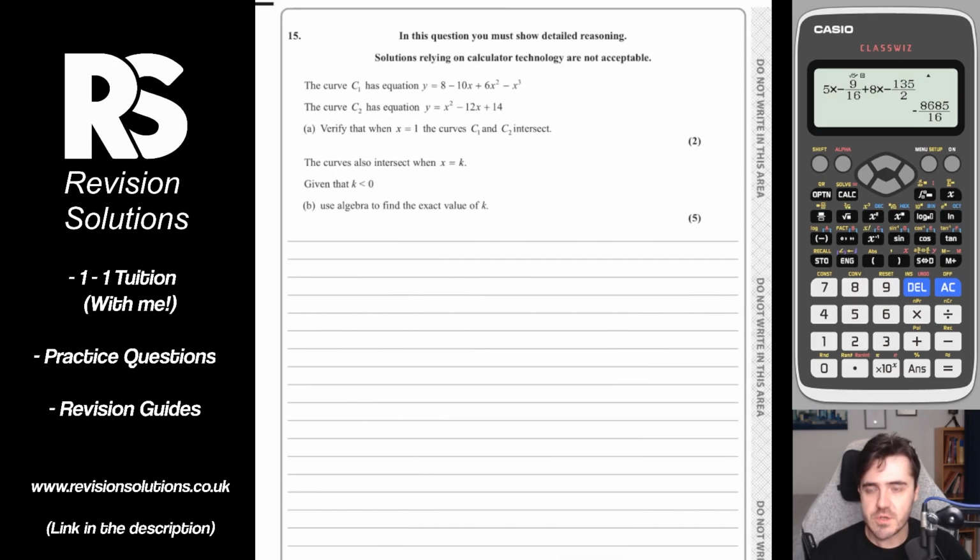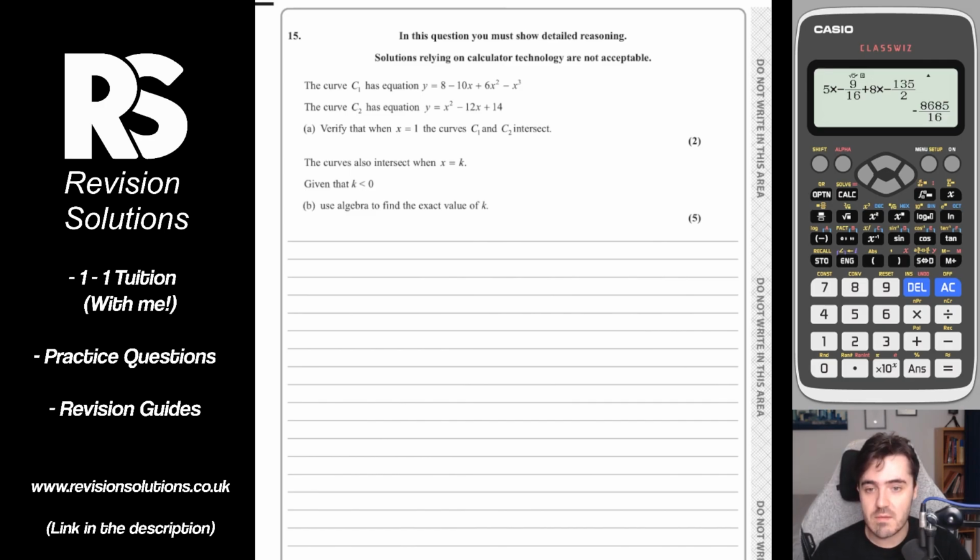Moving on now to question 15. It says the curve C1 has equation y equals 8 minus 10x plus 6x squared minus x cubed, and the curve C2 equation y equals x squared minus 12x plus 14. Verify that when x equals 1, the curves C1 and C2 intersect.